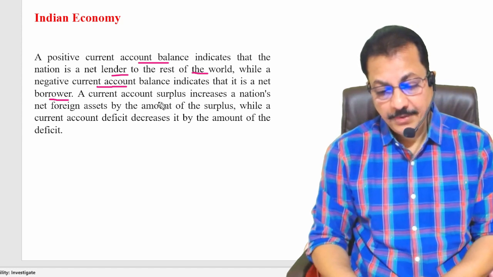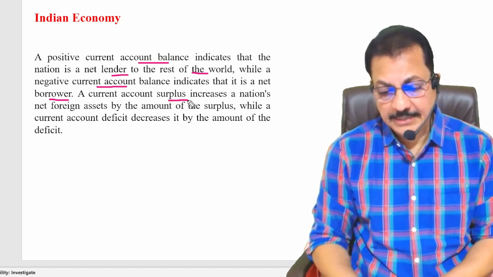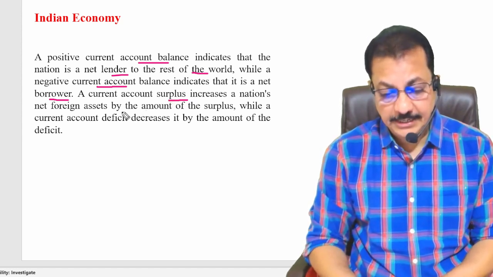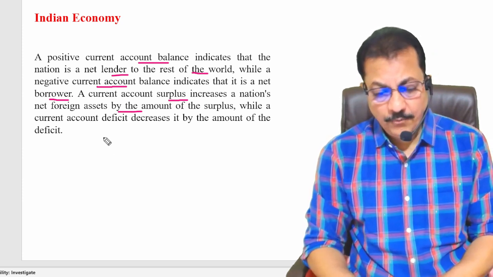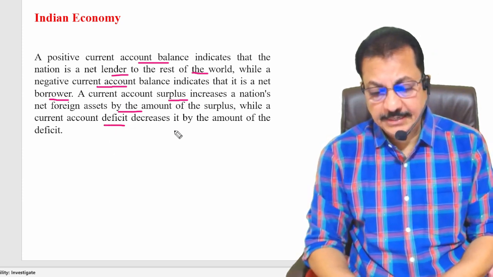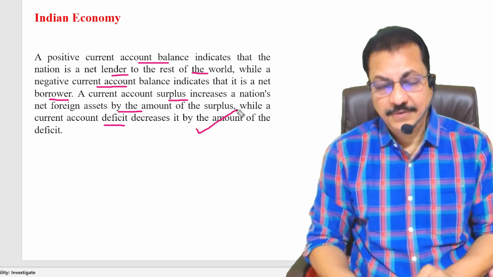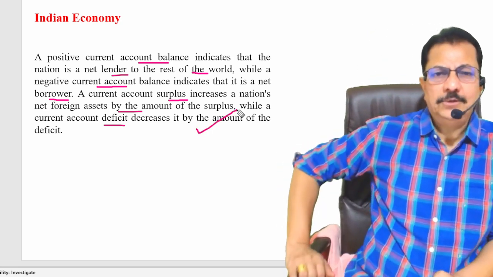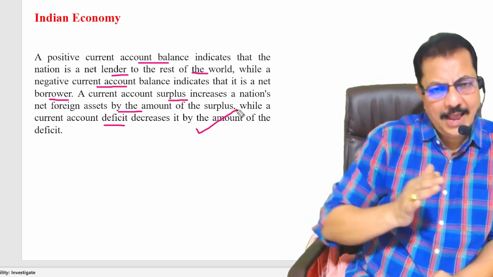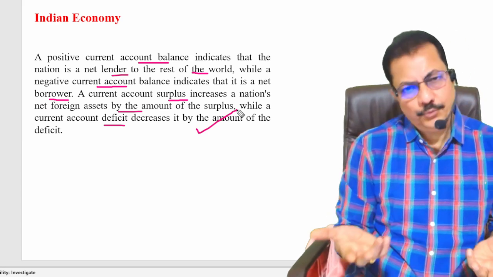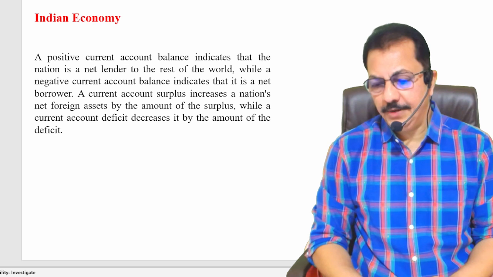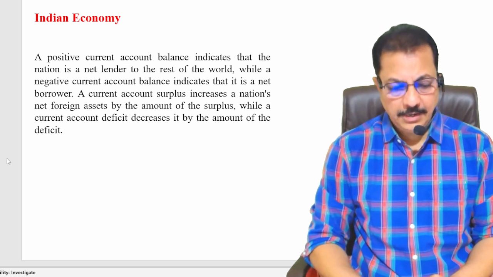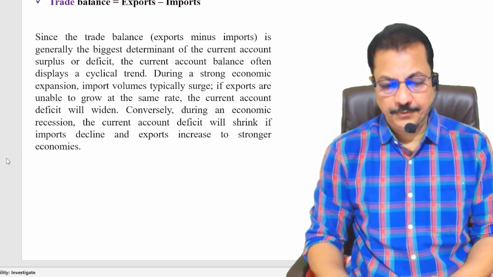Is that okay? A current account surplus increases a nation's net foreign assets by the amount of the surplus, while a current account deficit decreases it by the amount of the deficit. Is that okay? So obviously when it is surplus, we are adding. When it is deficit, we are losing. Am I clear? Next. Every point, my dear friends, you have to remember from the examination point of view.